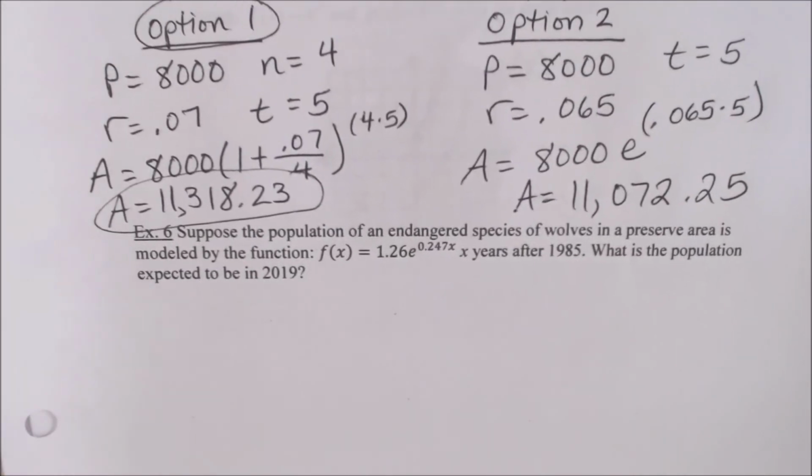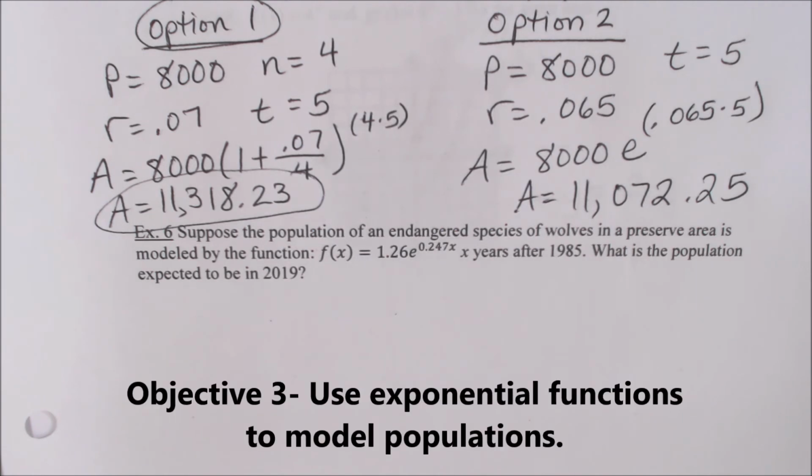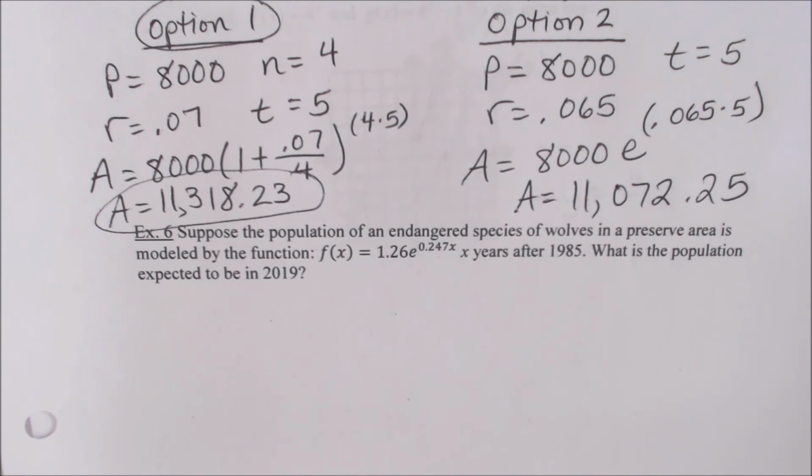The last question, we're looking at an example of a population question. So a lot of times we talk about population growth with people or animals, if you're talking about in biology class or something like that. We use exponential functions to model that. And so it says, suppose the population of an endangered species of wolf in a preserve area is modeled by the function f of x equals 1.26 e to the 0.0247 x power, where x is the years after 1985. The question is, what is the population expected to be in the year 2019?